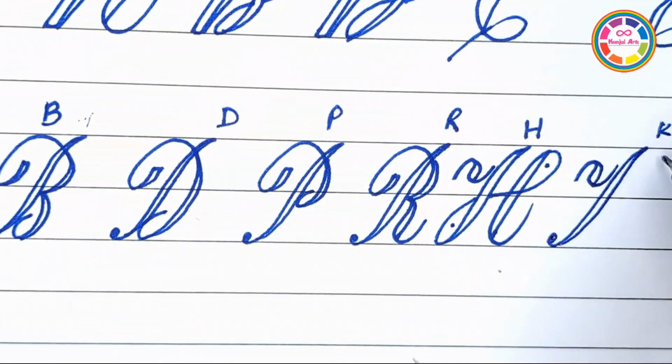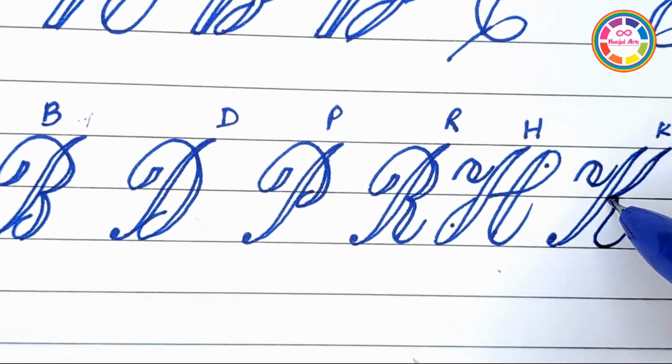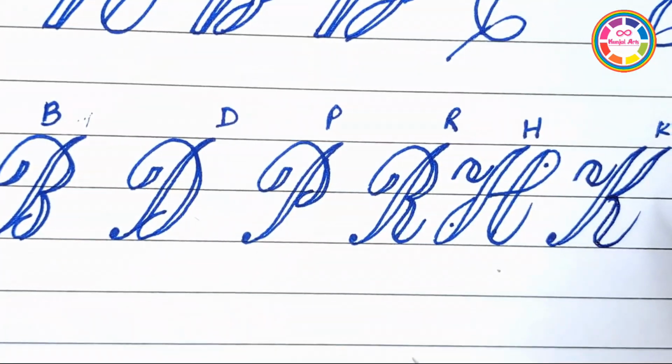Then again we got a capital stem in one line, and then we got a half compound curve. So this is how it is.